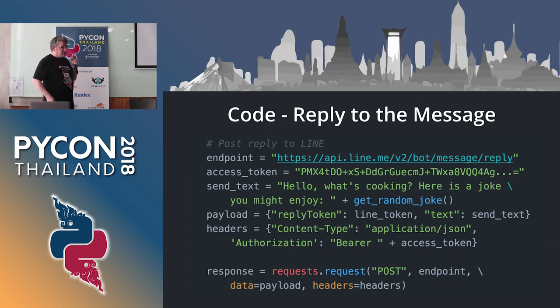So you basically have the HTTPS endpoint of Line. The access token is something that you get from the GUI that I showed you earlier. So you copy-paste that in. And in this case, the text that you send is up to you. In this case, I added a random joke generator that basically has 10, 15 short puns that are being added. Content type, application JSON, and the authorization. And the only thing that you need to do is say, okay, requests library, this is all what you need. Fire it off. Here you go.